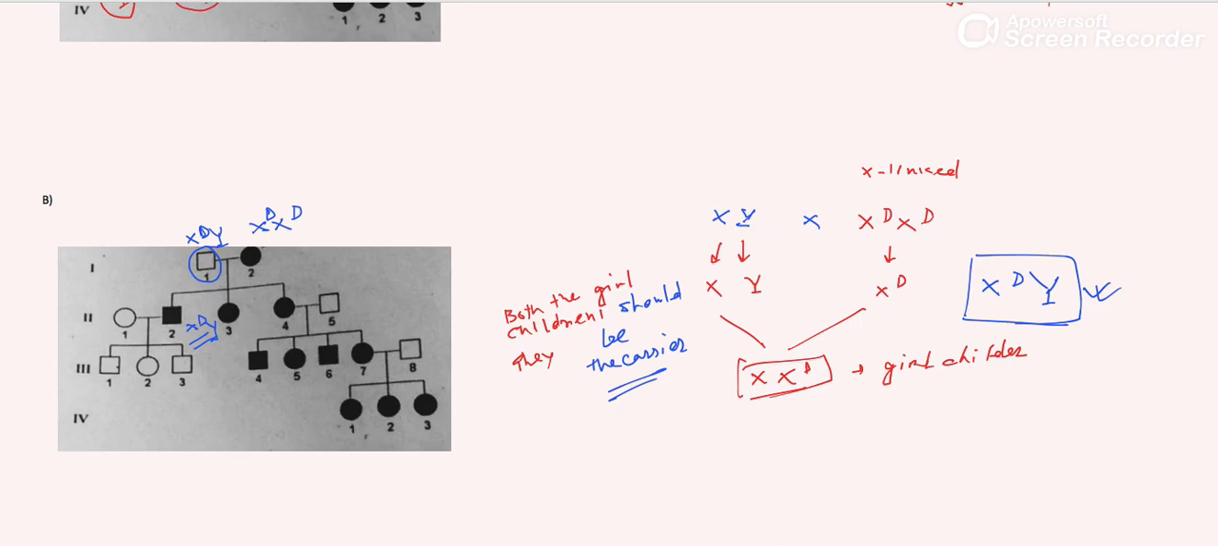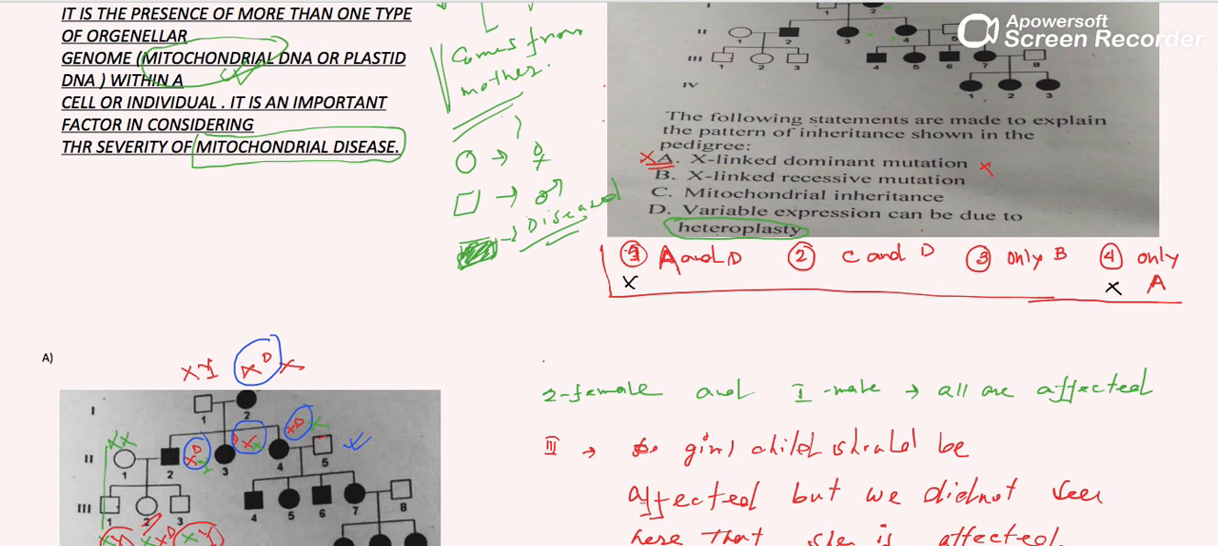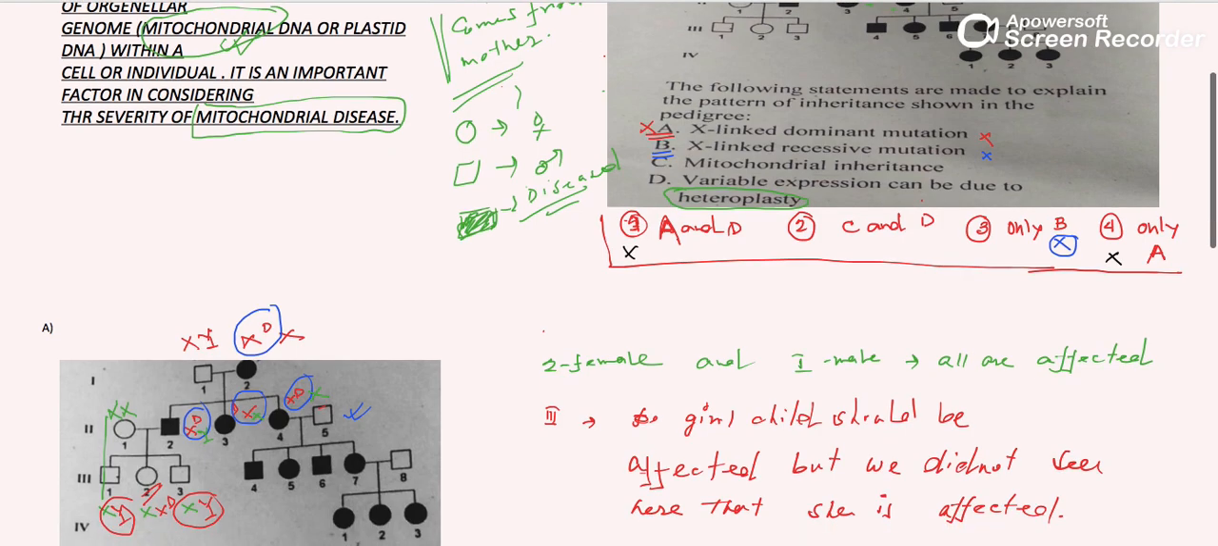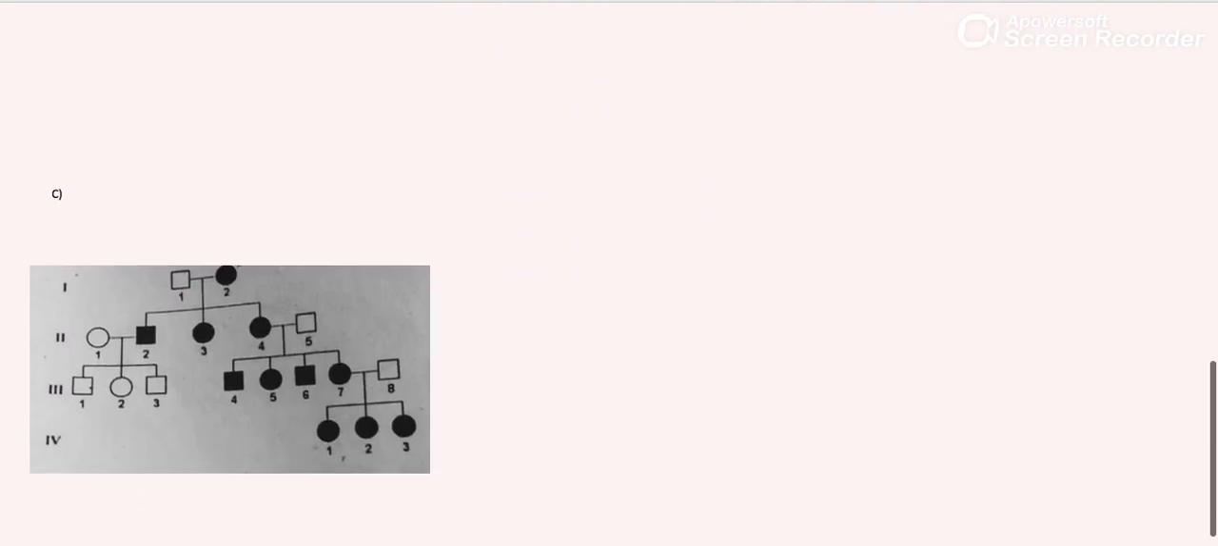So option 2 should also be discarded, so we cannot take option 2 or B, that it is an X-linked recessive mutation. And also we cannot take option number 3. So we have to find that mitochondrial disease is the option number C.